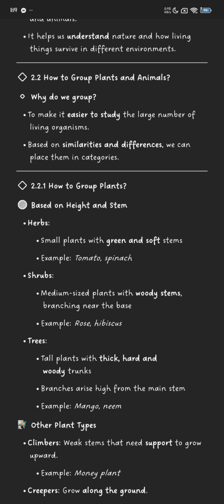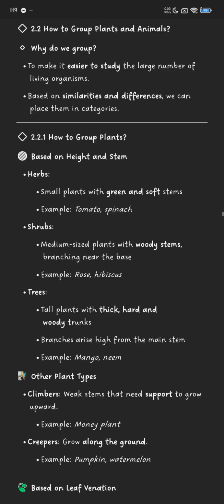Herbs: small plants with green and soft stems, for example, tomato, spinach. Shrubs: medium-sized plants with woody stems branching near the base, for example, rose, hibiscus. Trees: tall plants with thick, hard, and woody trunks. Branches arise high from the main stem, for example, mango, neem.